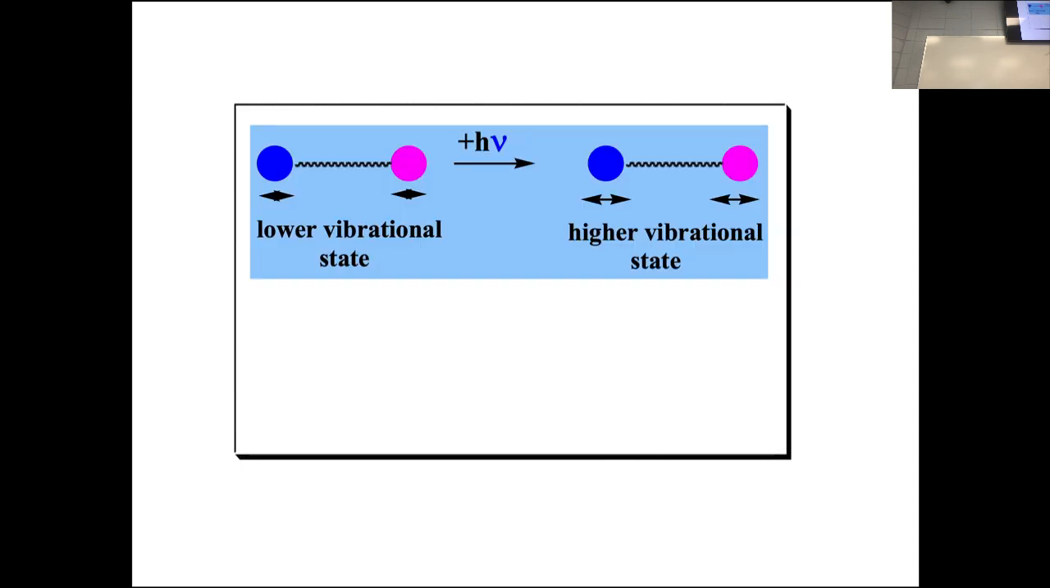So, when you look at two atoms connected by a spring, you have a lower vibrational state where the two atoms are actually closer together. And then if the right amount of energy comes in for that system, it can absorb it. And when it absorbs it, it actually stretches. That's what absorption is. It's taking that energy and converting it into motion.